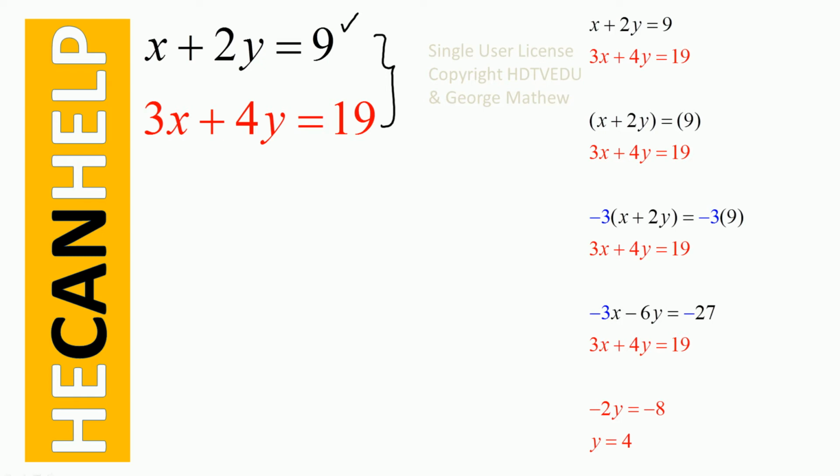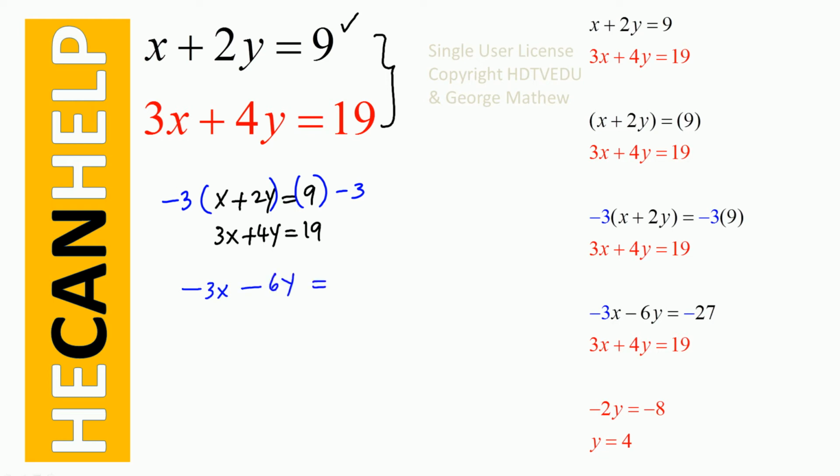So let's do that. So you have x plus 2y equals 9. 3x plus 4y equals 19. Multiply the first equation by negative 3. Do not forget, you have to multiply both sides by negative 3. So that gives us negative 3x minus 6y equals, what is 9 times negative 3? It is negative 27. And you have 3x plus 4y equals 19.